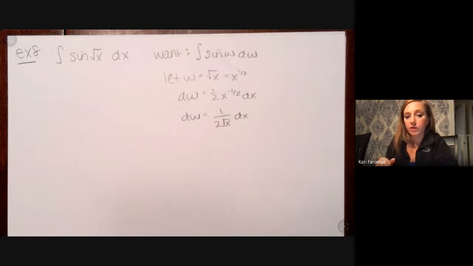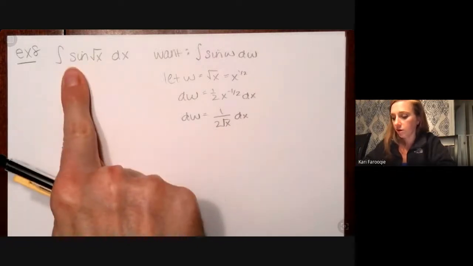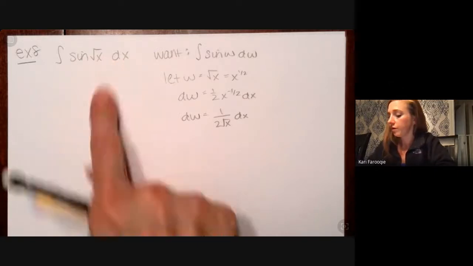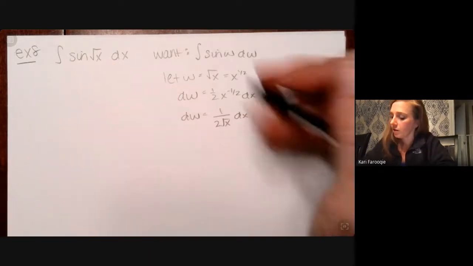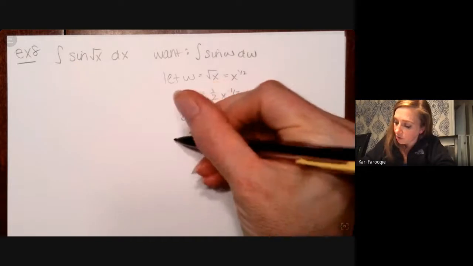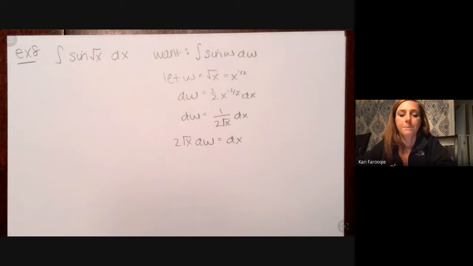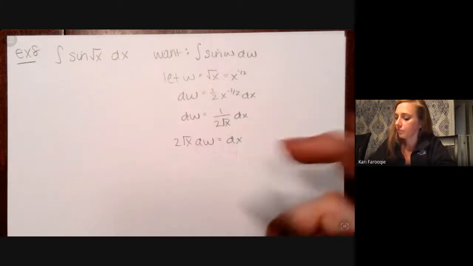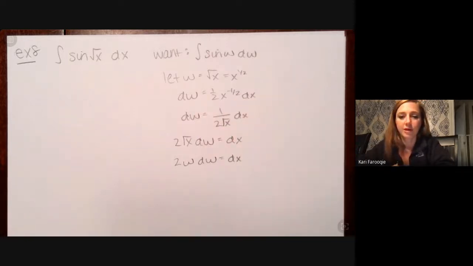Okay, now we're going to start having to substitute some stuff here. So think about what you're going to need. If you want to write this as sine w, you're also going to need a dw. You're going to have to split this off because you're going to need to sub out a dx. That means I need to multiply both sides here by 2 root x to get that dx. And when you do that, now you can rewrite this again because you already know that the square root of x is w. So this is 2w dw equals dx.